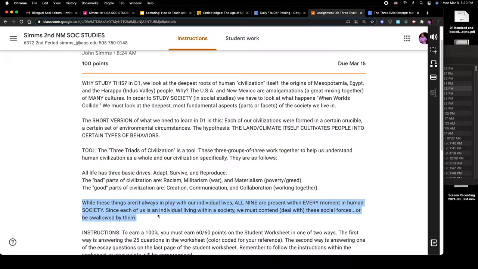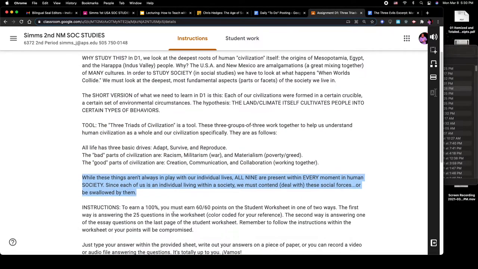While these things aren't always in play with our individual lives, which things? Oh, the nine. Okay. All nine are present within every moment in human society. Oh, there he goes again, saying it's something that's going to affect everything. Okay, he's really going off on this. I'm going to need to use this tool in my head. I'm going to need to memorize it. Okay, so next, let's get to the instructions.